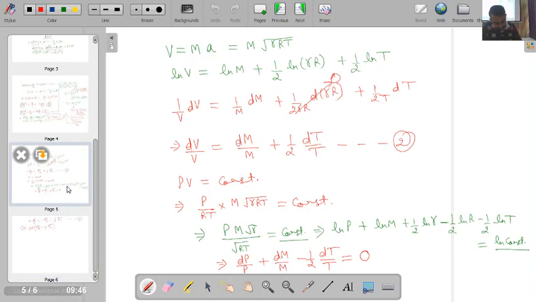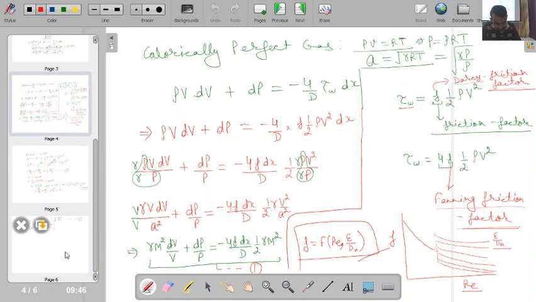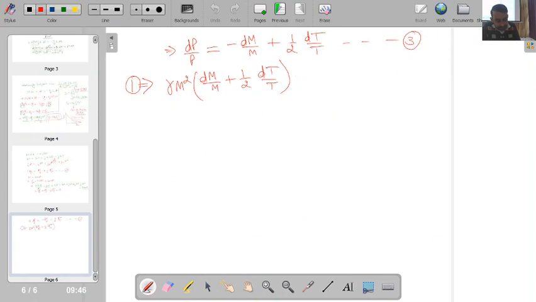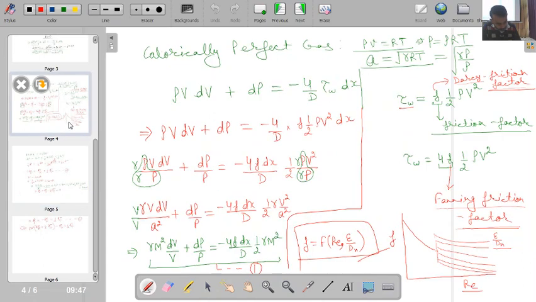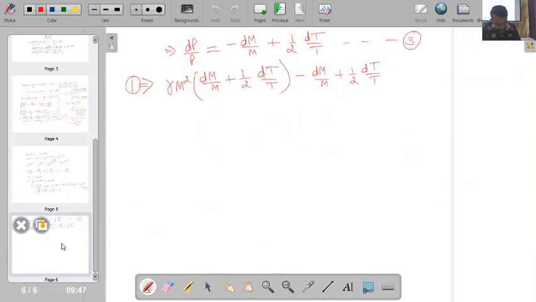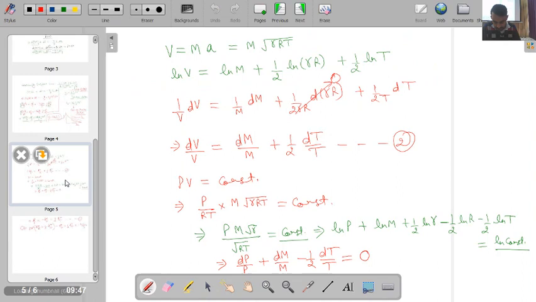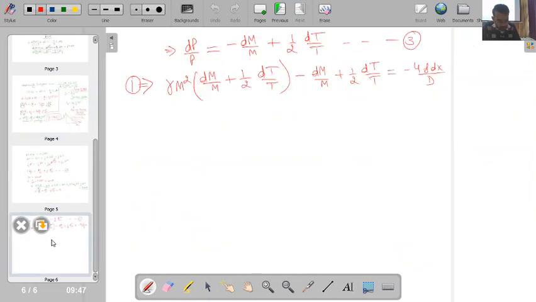Okay, and then I have dp by p. So dp by p will become minus dm by m plus half dt by t. Okay, is this one clear? And that has to be equal to minus 4f dx by d into half gamma m square.